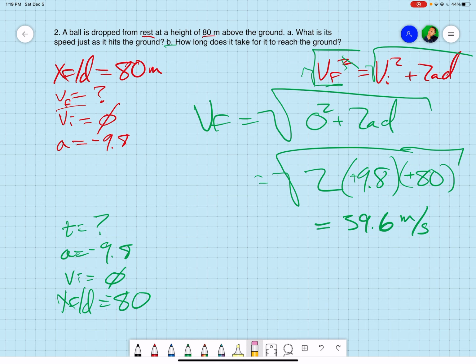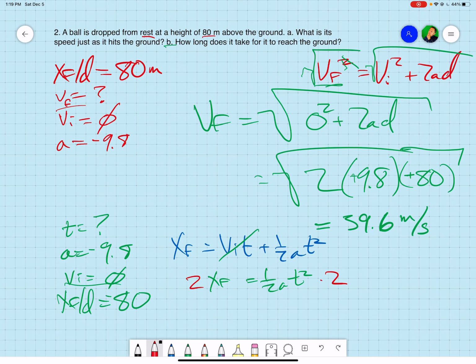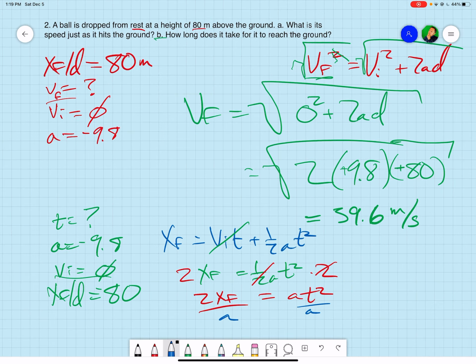All right, you have the formula. I have a formula that looks like this: XF equals VI T plus 1/2 A T squared. The initial velocity was 0, so that gets crossed out. So really we just have XF is equal to 1/2 A T squared, and you're solving for T, so I'm going to multiply both sides by 2. Yoink, yoink, and I have 2XF is equal to A T squared. Now I'm going to divide both sides by my A, because I'm solving for time.